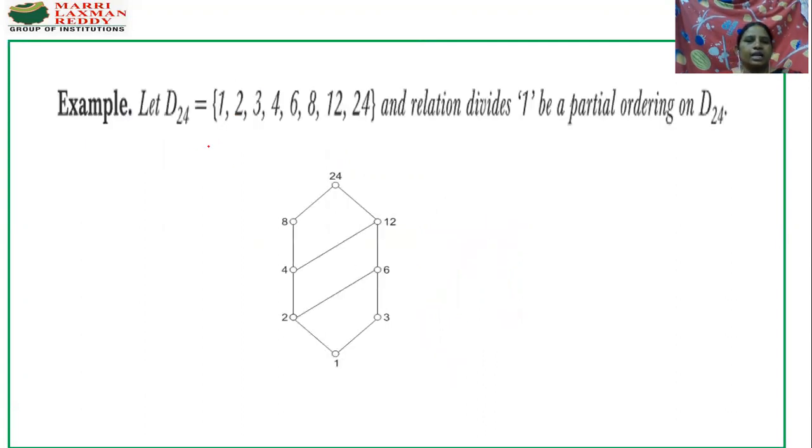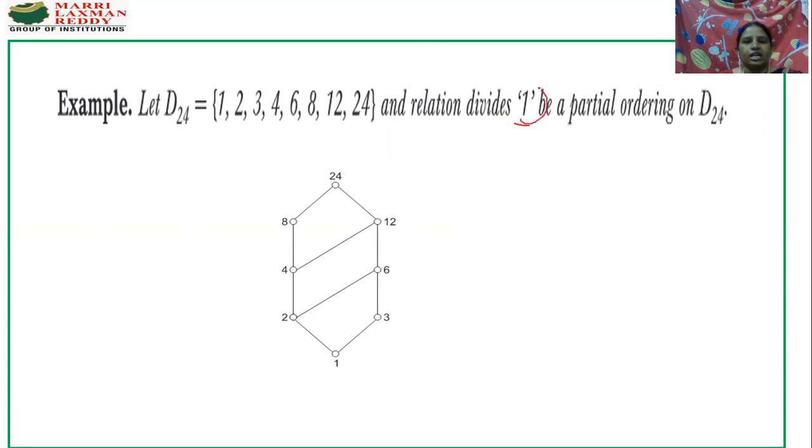Now consider another example. So 1, 2, 3, 4, 6, 8, 12, 24. What is the relation? Division is the relation. So first take 1, 2, 3 as the divisors. 2 divides 4 and 6 divides 12. Again 4 divides 12. So 24. So 8 divides 24. 24 is divisible by 8 as well as 12. This is the corresponding Hasse diagram.